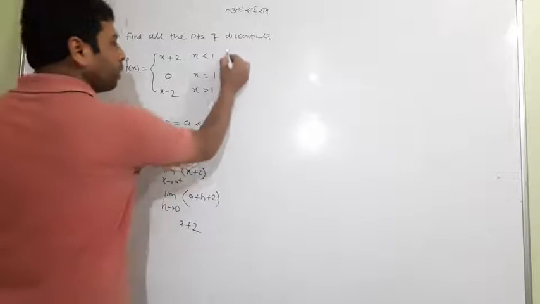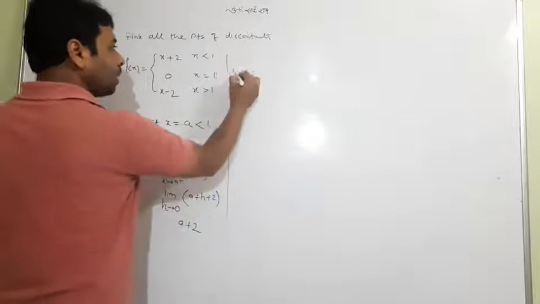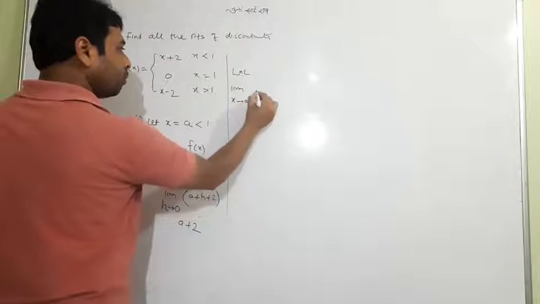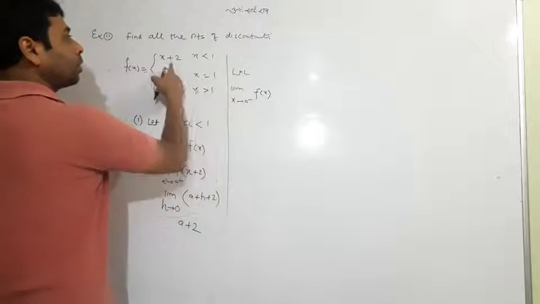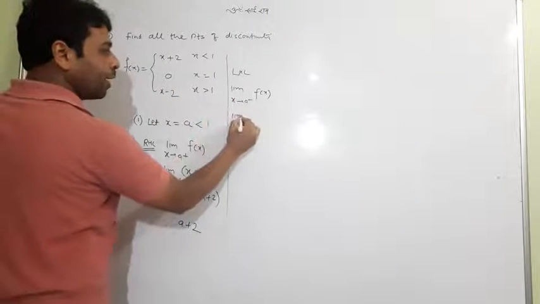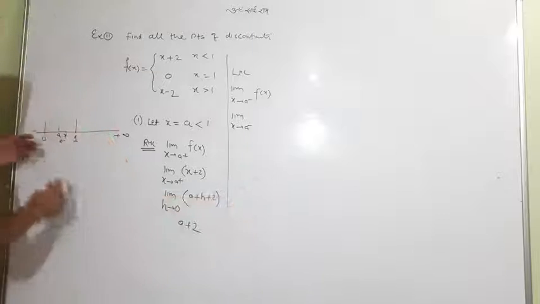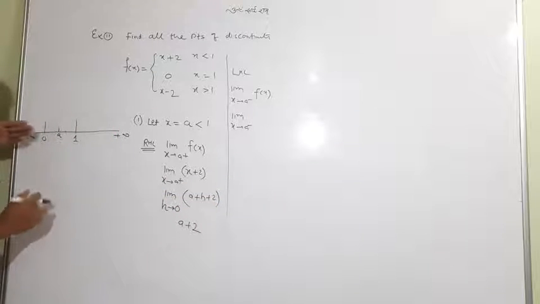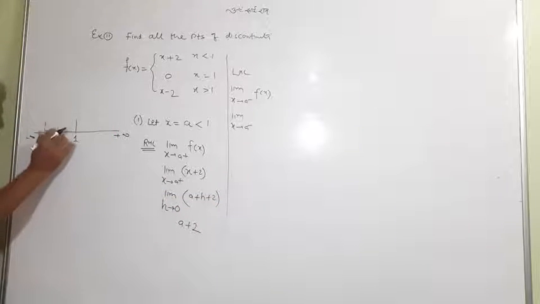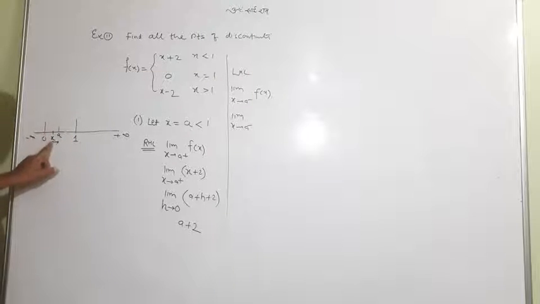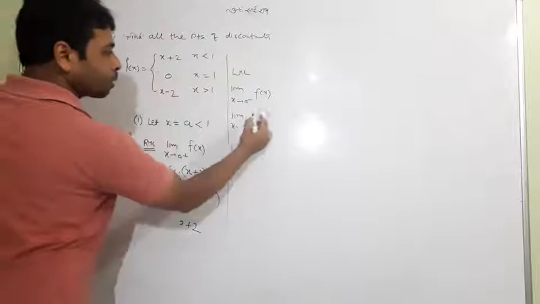I'll go to the left hand limit now. Look properly. It is the left hand limit: limit x tends to a minus of the function. Now the question is, what is the function? Either this or this. So let me speak again. When x is coming to a from the left direction, it will appear here, and ultimately it is again less than 1. So when x is less than 1, it is x plus 2.